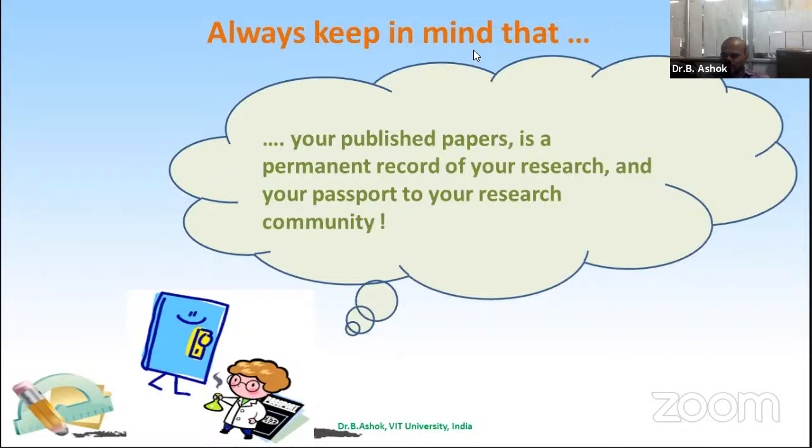Some low level papers, or some kind of report sort of thing, or papers where a proper research methodology is not followed, those kind of papers we should avoid.